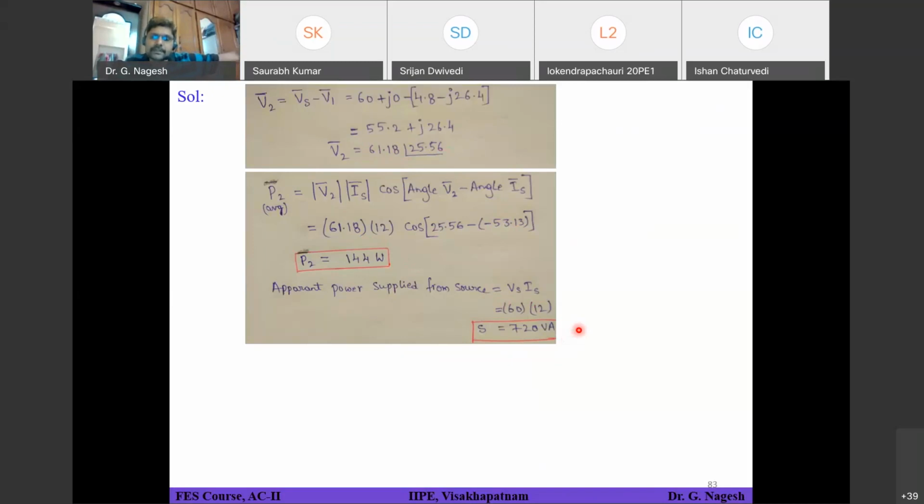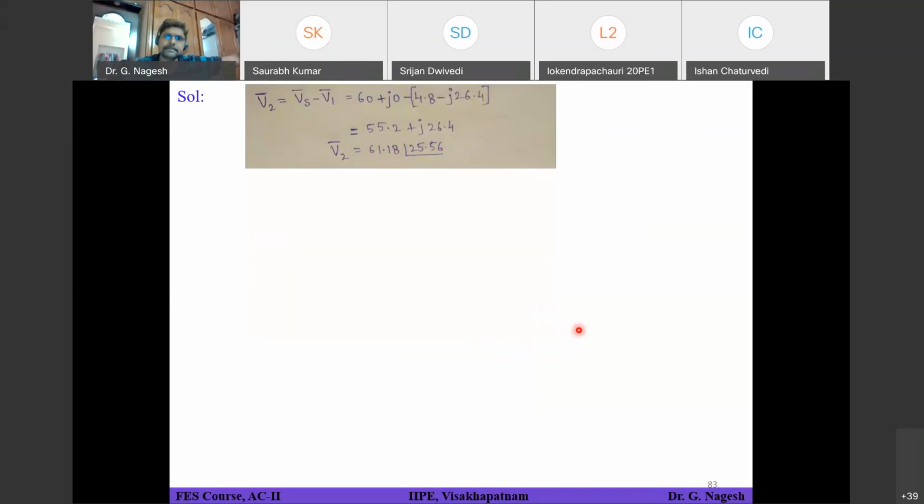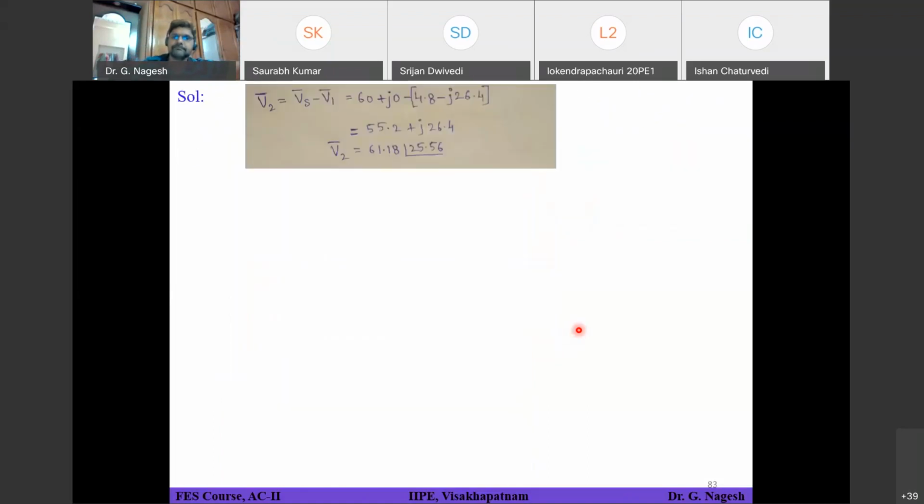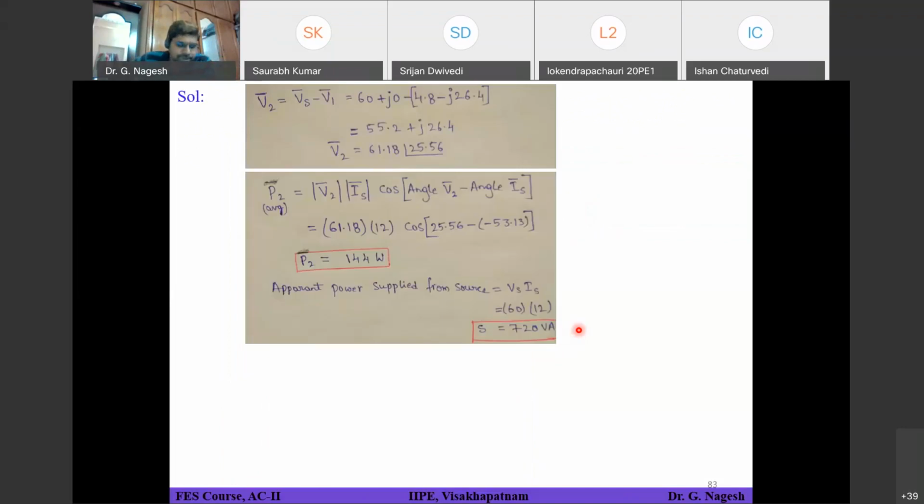Yes, sir. Okay, so now they have asked the power factor of the source also. Try to calculate what is the power factor from the source. Apparent power supplied from the source, power factor of the combined load. So that means power factor from the source. What will be the power factor? What is the formula you have to use for calculating power factor? Sir, 0.6, minus 53. You say lagging or leading? 0.6.